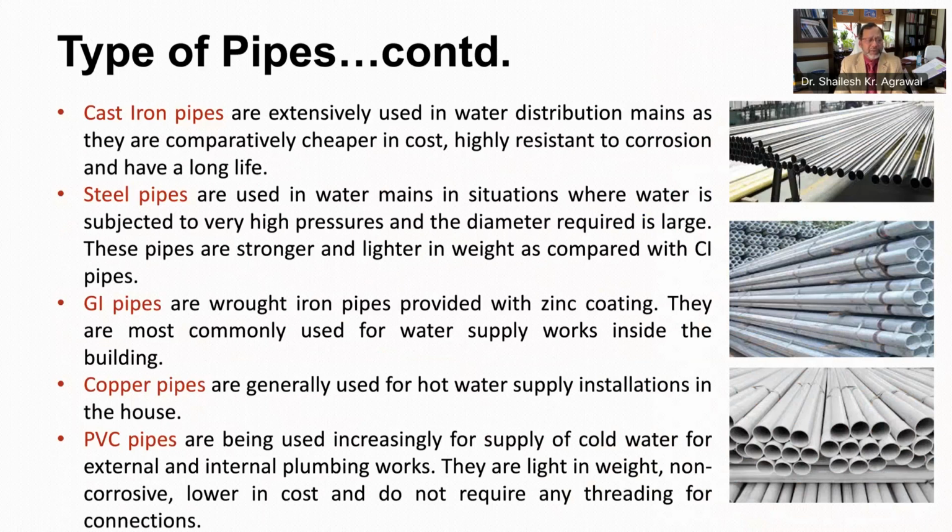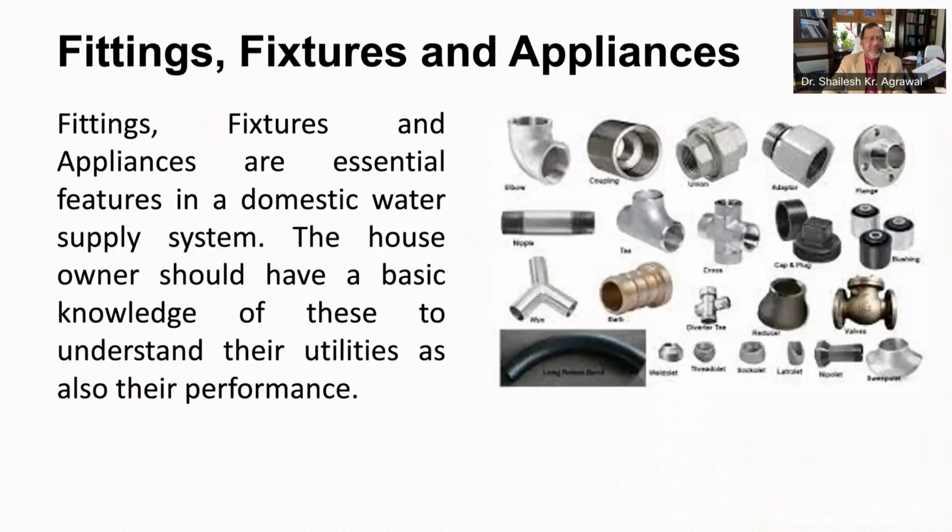PVC pipes are being used increasingly nowadays for supply of cold water for external and internal plumbing works. They are light in weight, non-corrosive, lower in cost, and do not require any threading or connections. Fittings, fixtures, and appliances are essential features in a domestic water supply system. The house owner should have a basic knowledge of these to understand these utilities as also their performance.